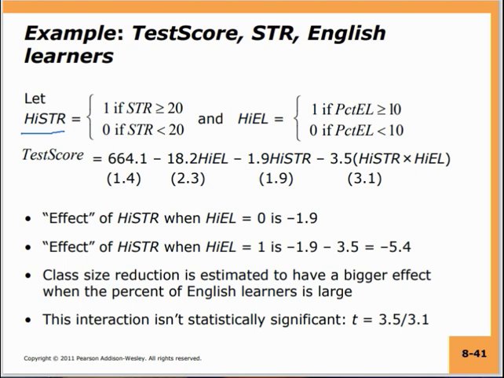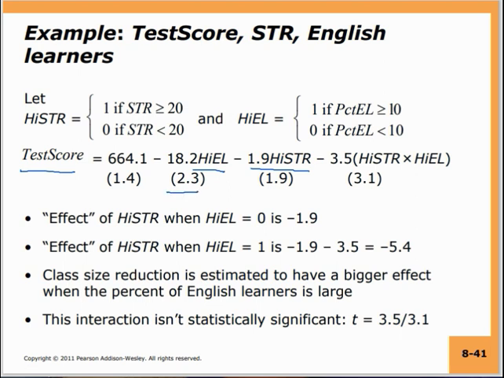Remember that these variables were not originally there in your data set. You are creating these two new variables. Now after creating these variables, you regress test score on these new variables, and this is the regression equation that you get. Okay, and these are the associated standard errors.